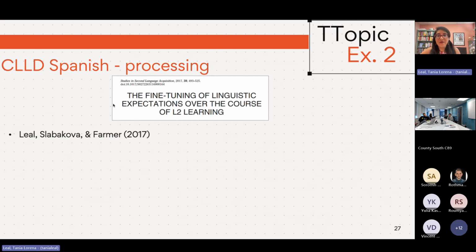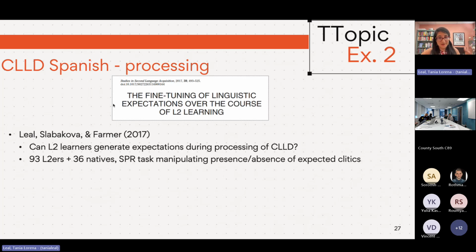And we asked whether L2 learners could generate linguistic expectations during the processing of clitic left dislocation. We tested a bunch of learners and native speakers, and we used self-paced reading tasks, which manipulated the presence or absence of clitics. I'm going to show you an example of a self-paced reading task just a little bit later.